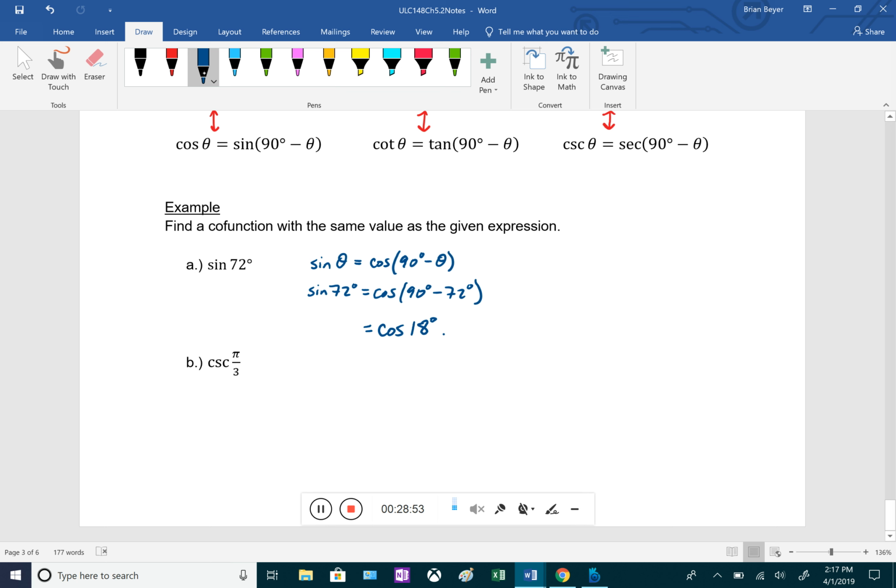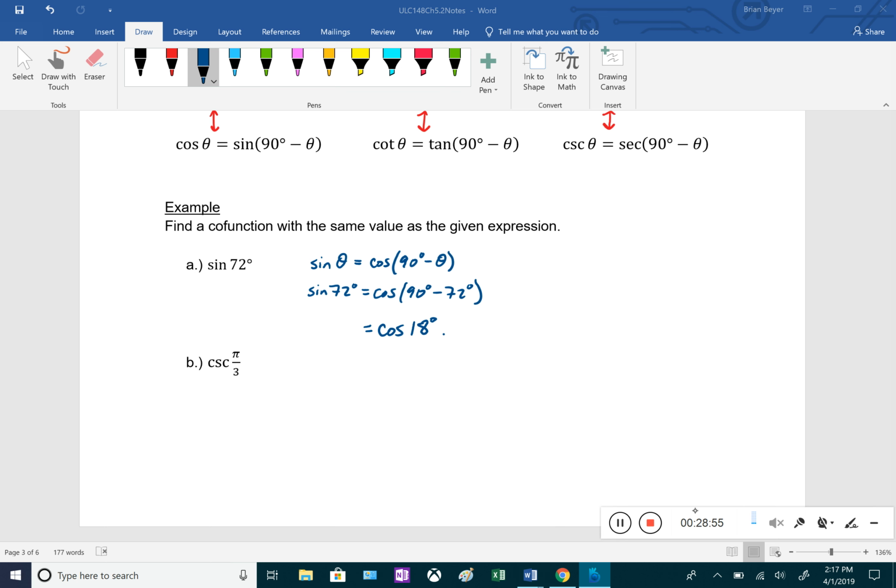And for the last one here, we have cosecant of pi over 3. So we're going to be using this last formula here on the right because it's dealing with cosecant. Cosecant theta equals secant. Instead of 90 degrees, we are in radians here, so we're going to be using pi over 2 instead of 90 degrees, and that's minus theta. So cosecant of pi over 3 means theta is pi over 3, so we plug that in.